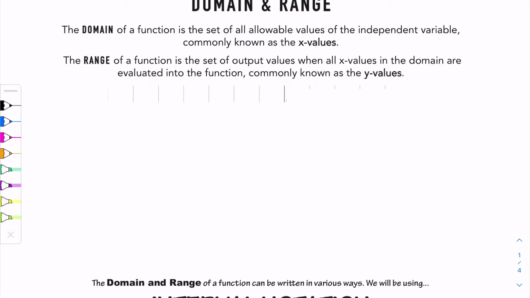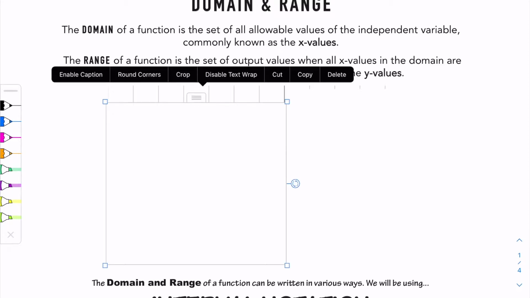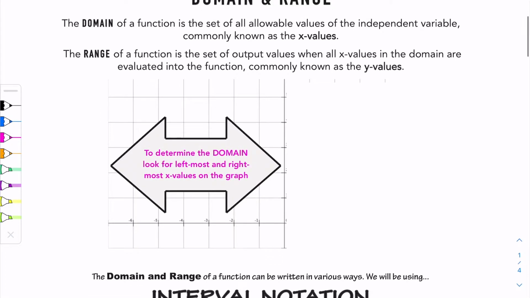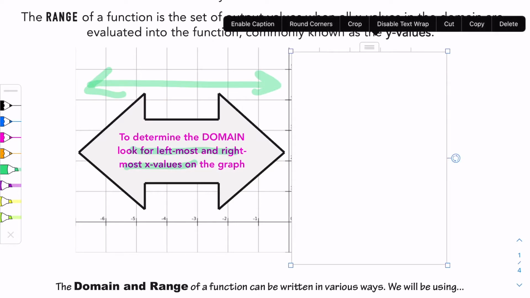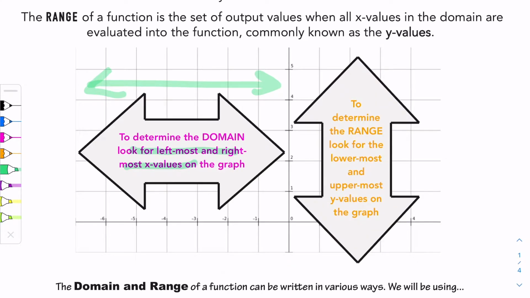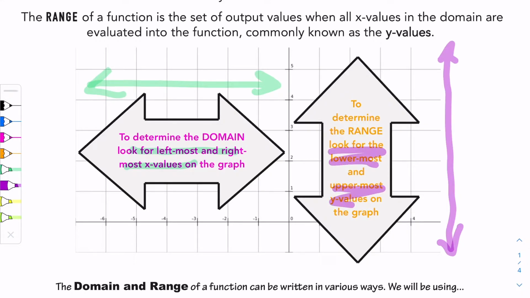All right, so the domain is always going to be when you are looking for your leftmost and rightmost values on the graph. So you are literally looking from left to right on the graph. And where does the function fall? The range is when you're looking from top to bottom, from bottom to top. So if you're looking up and down on your graph, where is the function? You're looking for lowermost and uppermost y values.